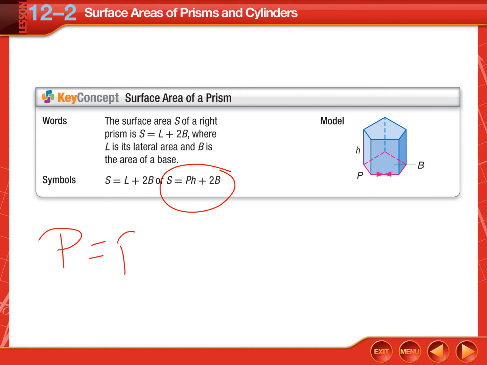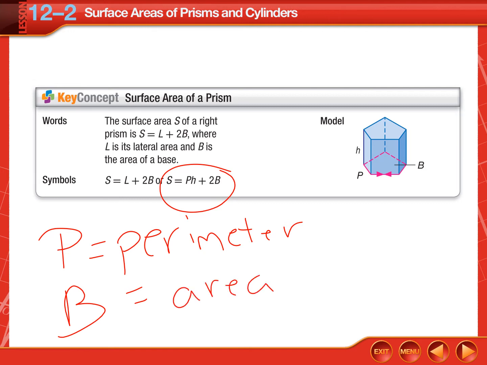Here we have to do math before we can even use the formula. We have to worry about the perimeter, which is the sum of all the sides. We have to worry about big B. Big B is not just a number, it's actually math. It's the area of the base.